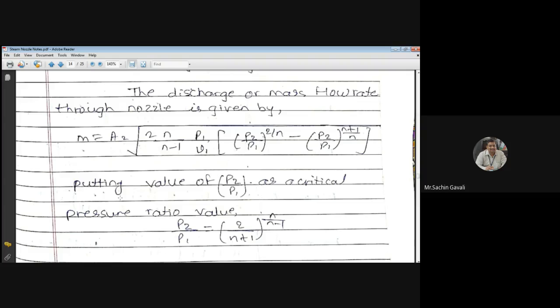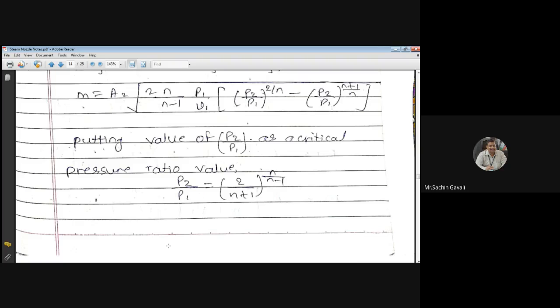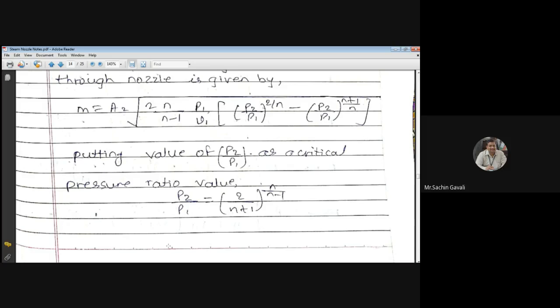Okay. Putting value of P2 upon P1 as critical pressure, so that P2 upon P1 is equal to 2 upon n plus 1 raised to n upon n minus 1. Okay. Put that value. Now, shall I go to the next page? Yes, sir. Okay. Others, please reply. Nikita is also telling, okay, go to next page.